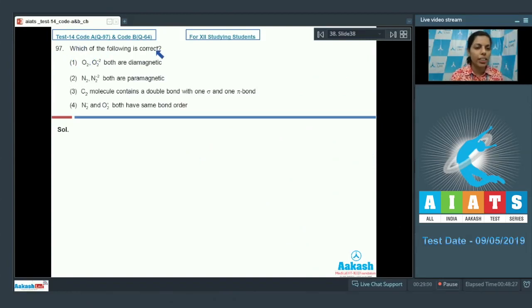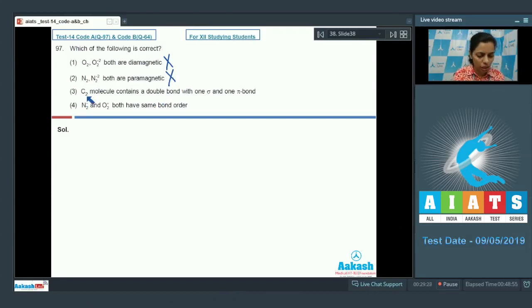Which of the following is the correct statement? We have different statements given here. In option 1, O2 and O2 negative, both are diamagnetic. This is an incorrect statement because O2 is a paramagnetic molecule while O2 negative is paramagnetic too, not diamagnetic. Next statement, N2 and N2 2 negative, both are paramagnetic. This is also incorrect because N2 2 negative is paramagnetic and N2 is diamagnetic.